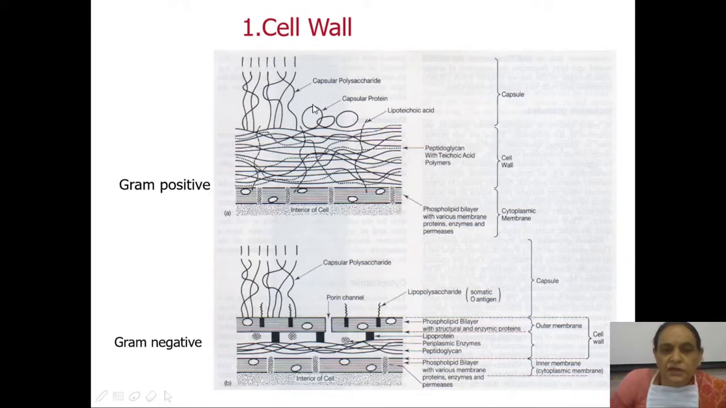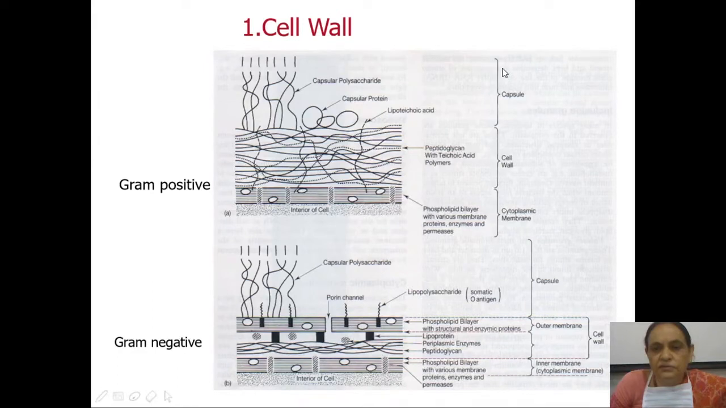So these pictures show you there is a capsular polysaccharide outside. Sometimes there are some capsular proteins also. Then the main thing is the peptidoglycan layer, which has some teichoic acid, and then the cytoplasmic membrane, and this comes the cytoplasm, the interior of the cell as we call it. So there is some lipoteichoic acid. So capsule, cell wall, and then we will come to the cytoplasm.